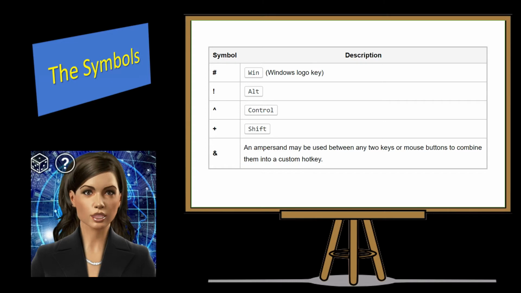In AHK, hash symbol is used for Windows logo key. Exclamation mark is used for Alt. Caret symbol is used for control. Plus symbol is used for shift. And symbol means an ampersand may be used between any two keys or mouse buttons to combine them into a custom hotkey.